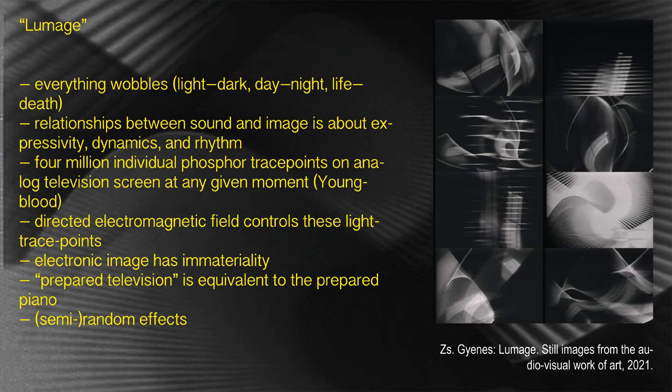There are approximately 4 million individual phosphor trace points on the face of a 21-inch analog television screen at any given moment. Youngblood. This is living, projecting light. The directed electromagnetic field controls the distribution of these light trace points in horizontal and vertical polar coordinates at hundreds of lines per second. Electronic image and electronic sound too have volatility and immateriality.